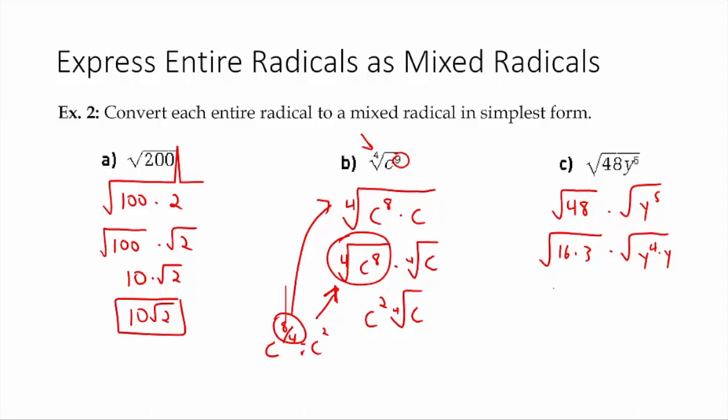Well, now I can write the first one. Well, the square root of 16 is 4, and I'm left with the root 3, and then the square root of y to the power of 4 is y squared, and I'm left with the square root of y. This would get you almost full credit, but the problem is you've forgotten one final thing.